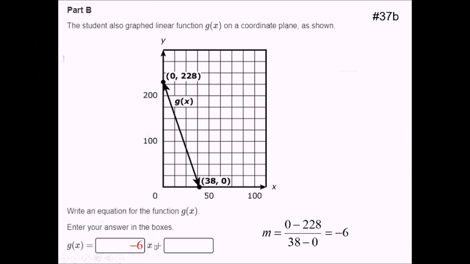And now this number here is the y-intercept. Now they were very nice to us because they gave us the point at which x equals 0, where this touches the y-axis. The y-intercept is just the y value of that point, so 228.